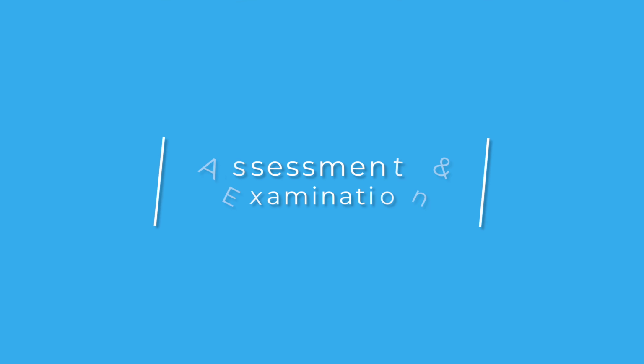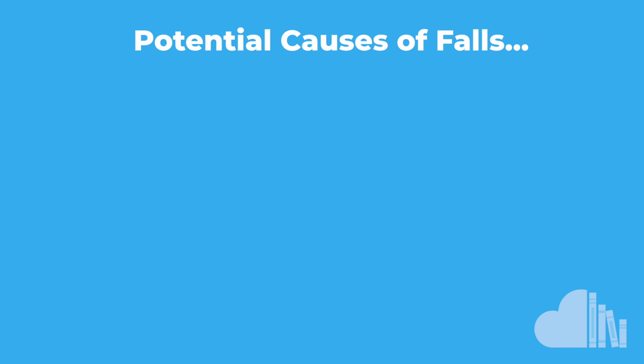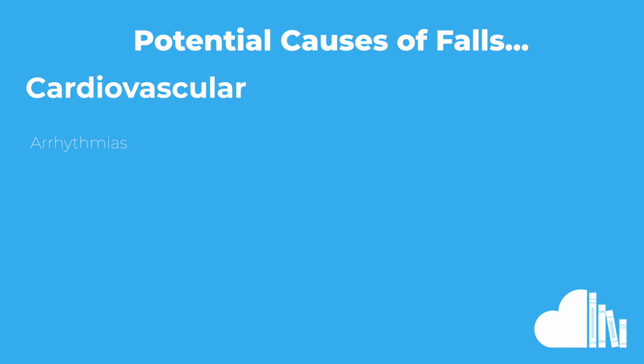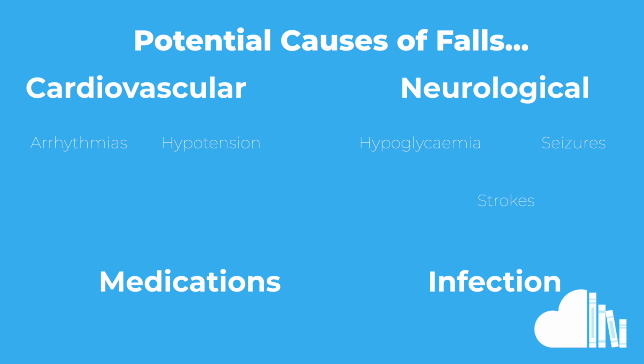Anytime you want to assess a patient, you want to start off by doing a full A to E assessment. And at this point you also want to include a blood glucose at an early stage. In each patient you want to consider cardiovascular problems. These can include arrhythmias and hypotension. You should consider neurological causes such as low blood sugar, seizures and strokes. Additional things to be considered are medications and any cause for infection.